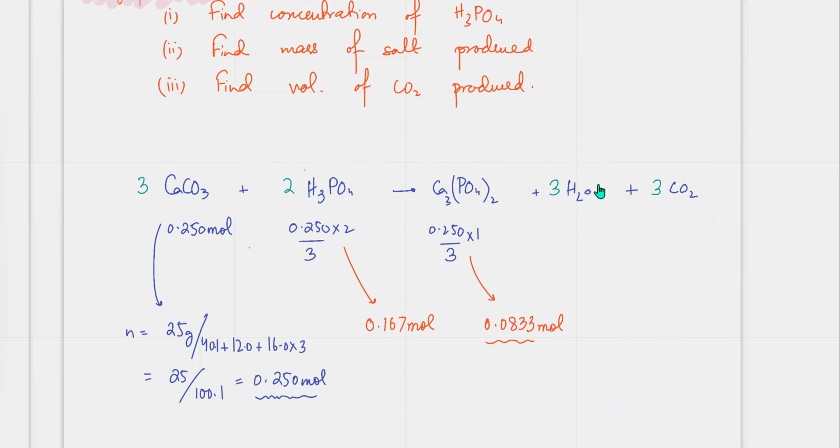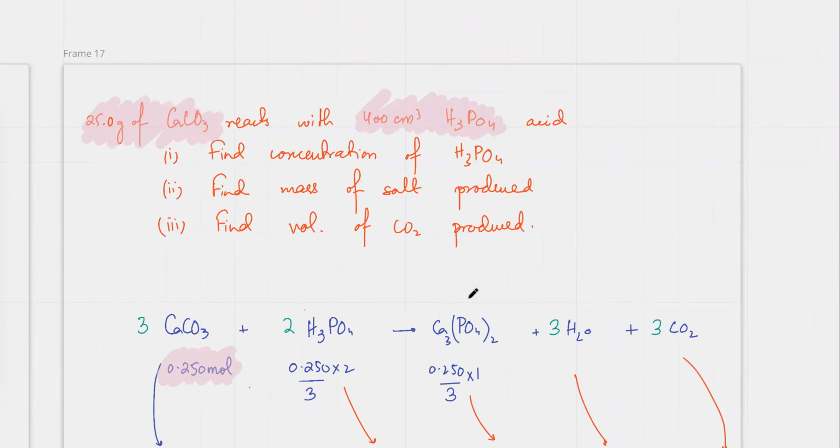This would be 0.250 moles. These ones over here are going to be 0.250 moles, and carbon dioxide would also be 0.250 moles. So is this clear? We found the moles of one substance, and using their moles, we were able to find the moles of all the other substances. Okay, clear? Yes, sir.